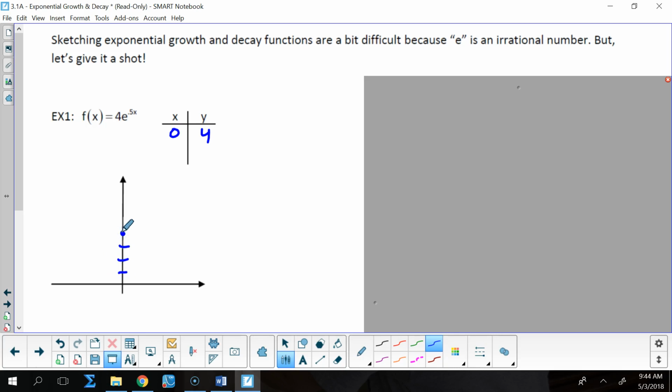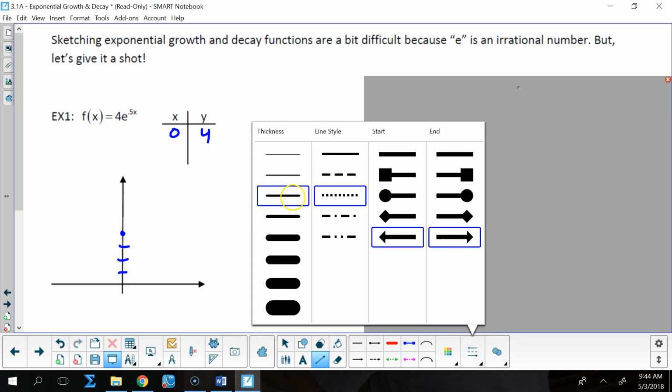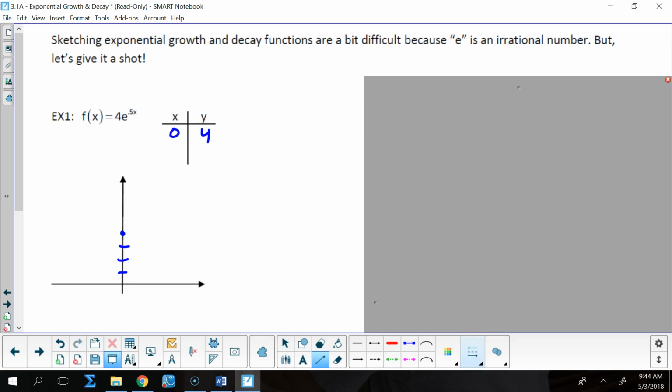What is the horizontal asymptote of this function? Y equals 0, because there's nothing after the function to shift it vertically.